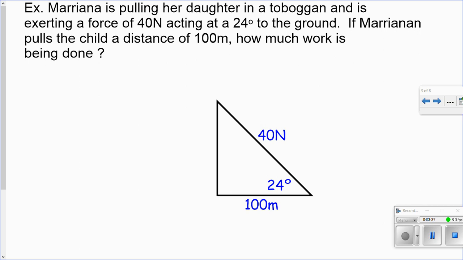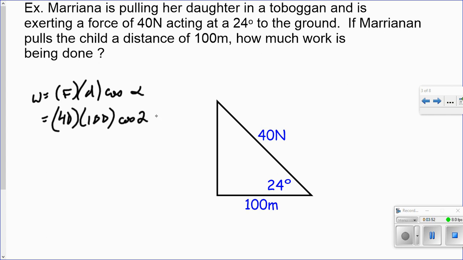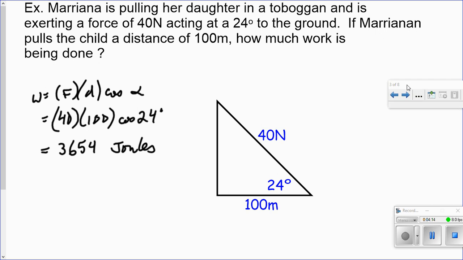Again, it's going to be a work calculation, same formula. So we're going to do force times displacement, and then the cos of this angle in particular. That's going to be 40 times 100 meters, and then the cos of 24. This has to be a decimal approximation. We don't have a nice basic trig ratio for the cos of 24, so that'll be 3,654 joules is what I have here for this one. So be prepared for questions like that, where we're just calculating work done in a physics-based type of example.